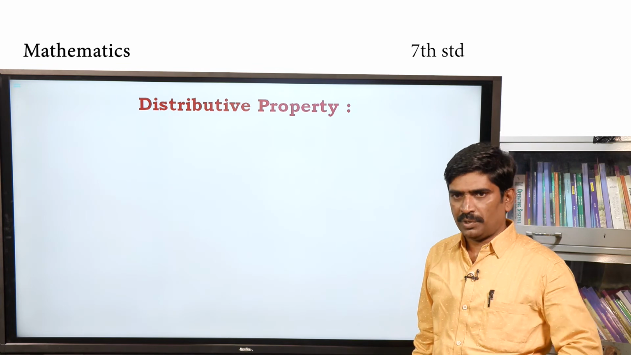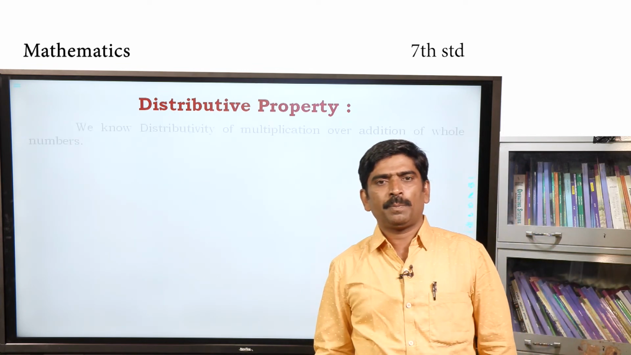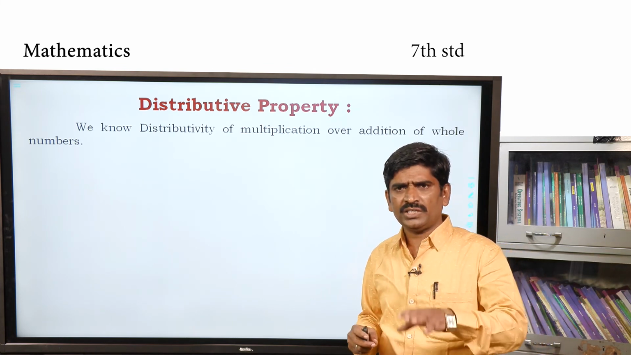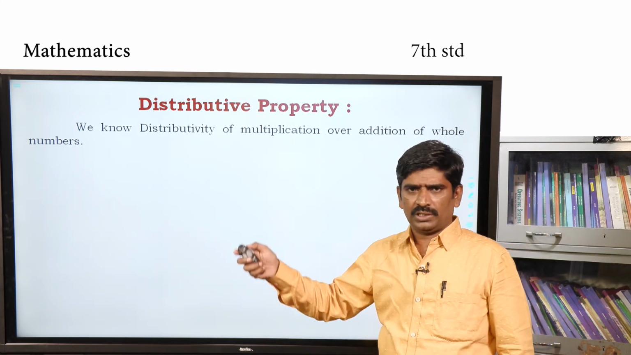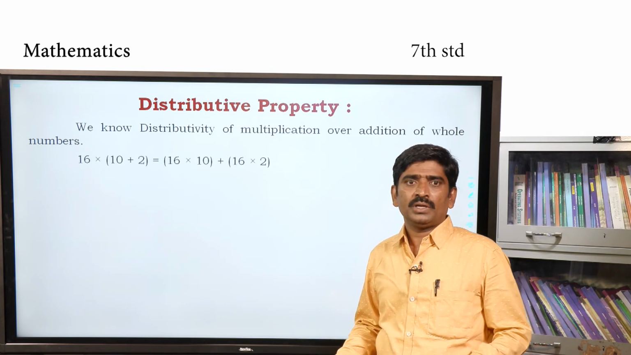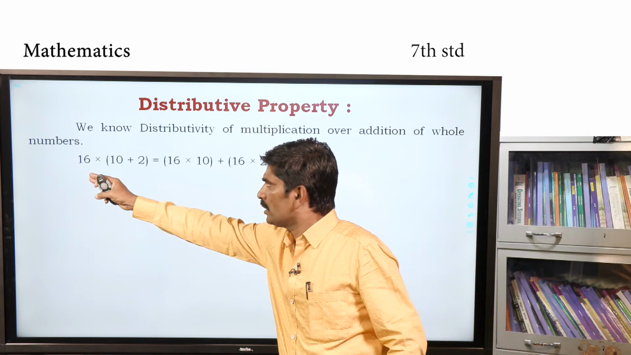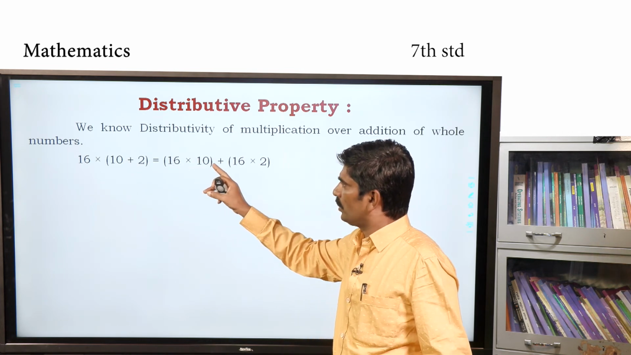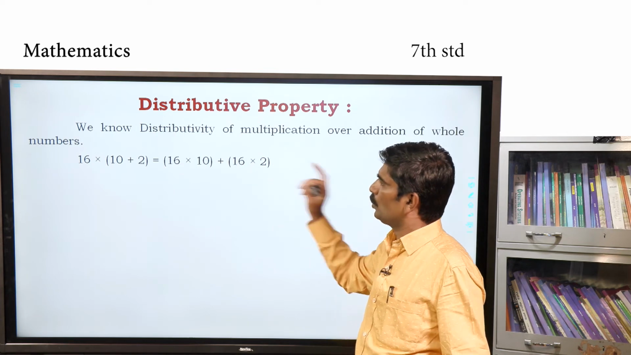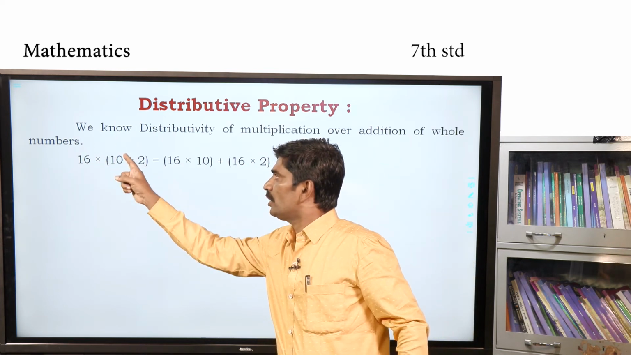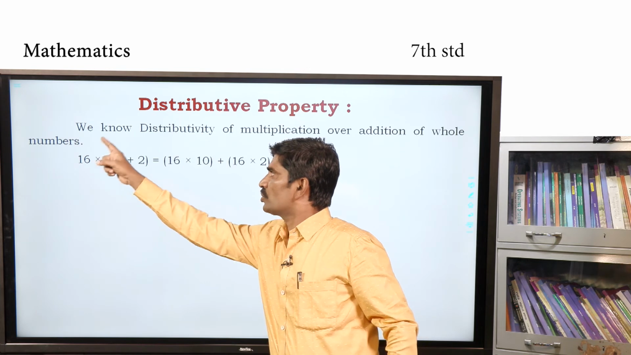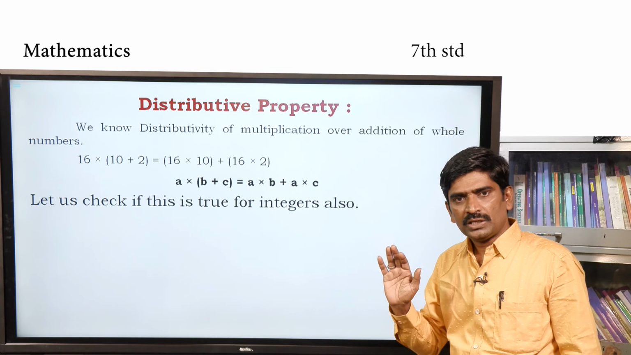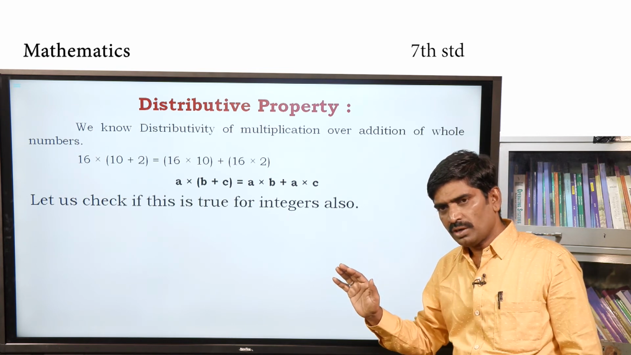Distributive property. Next one is distributive property. We know the distributivity of multiplication over addition of whole numbers, already we know that. Okay, we go for integers. 16 into (10 plus 2) is equal to 16 into 10 plus 16 into 2. See here, 16 into 10 plus 16 into 2. This is distributive property. Let us check if this is true for integers also.